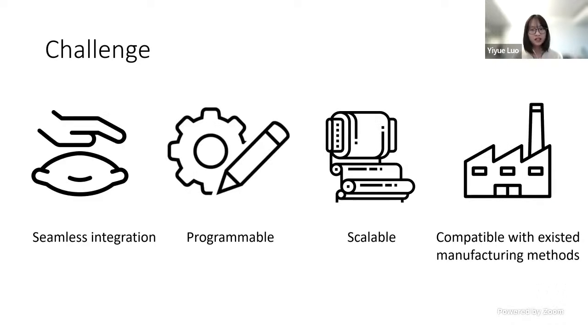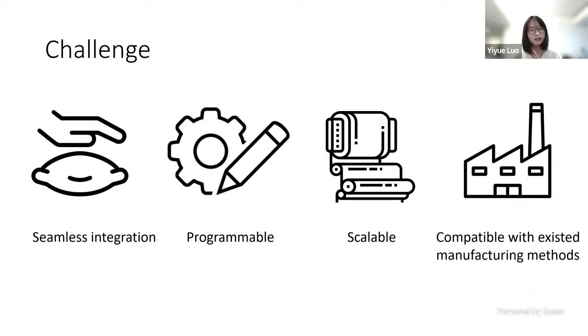However, to integrate functionalities into textiles effectively for real-life applications, there are a few challenges. First of all, textiles are generally soft, flexible, breathable, and provide comfort during natural human activities. So ideally, functionalities need to be integrated into textiles in a seamless manner, meaning maintaining the softness and flexibility of the textiles. Also, the integration should be customizable and programmable, meaning users should be able to easily specify, edit, and even preview the integration of functionalities.